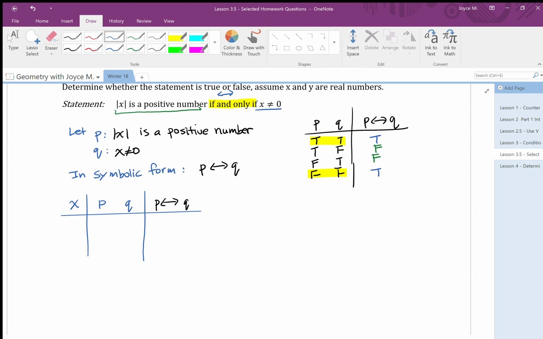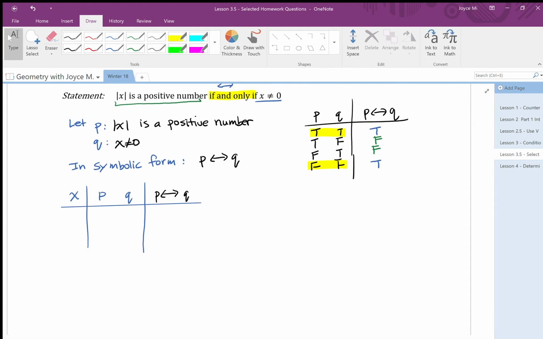So let's consider some situations. I can pick any number I want. This statement says absolute value of x is positive if and only if x is not equal to 0. Let me pick 0 and see what happens. When x is 0, let's consider P: the absolute value of 0 is equal to 0. P says it is a positive number, while 0 is neither positive nor negative, so P must be false.